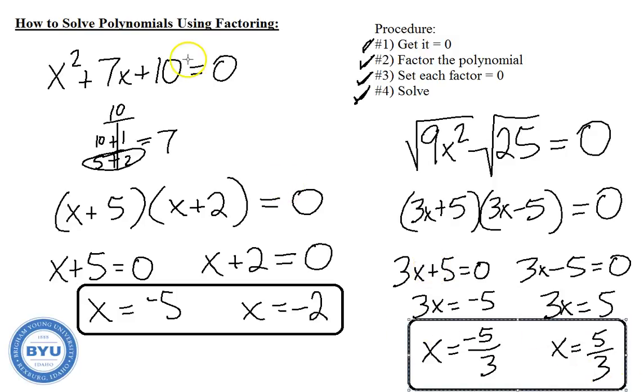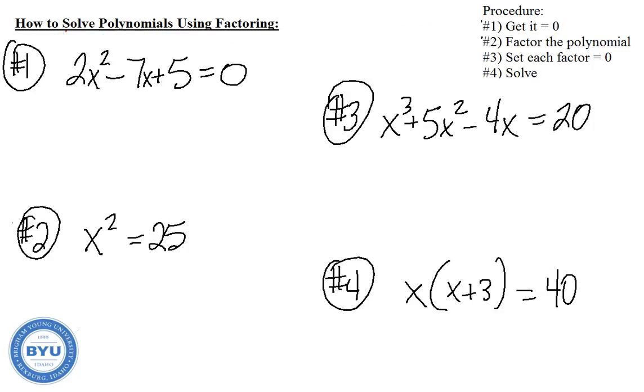So that's the methodology here: get it equal to 0, factor the polynomial, set each factor equal to 0, and then solve. You can always check your answer by plugging these back in to the original to see if it comes out to be 0. Let's try it with this negative 2. Negative 2 squared is 4. 7 times negative 2 is minus 14, and plus 10. So 4 minus 14 plus 10, yep, that equals 0, and it works out.